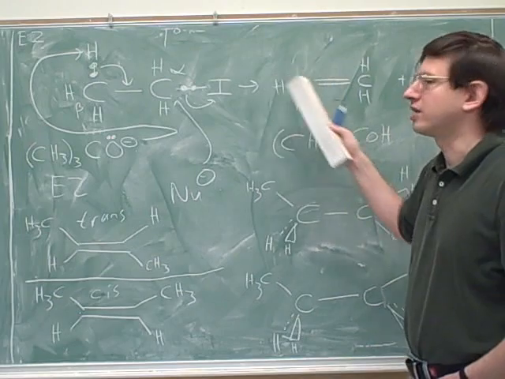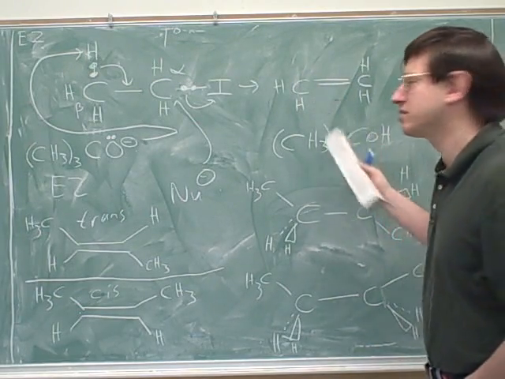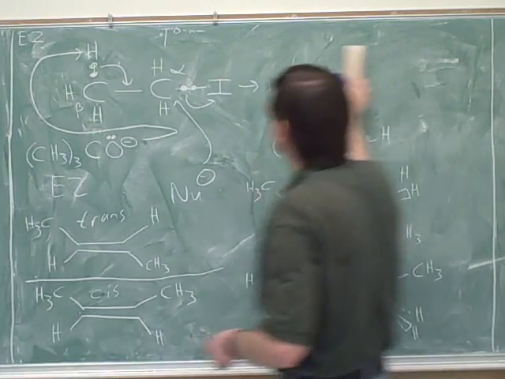I wanted to start with a simple case, but now we can do a more complicated case to see where we get the cis and the trans. So I'll erase this and have this in your notes.